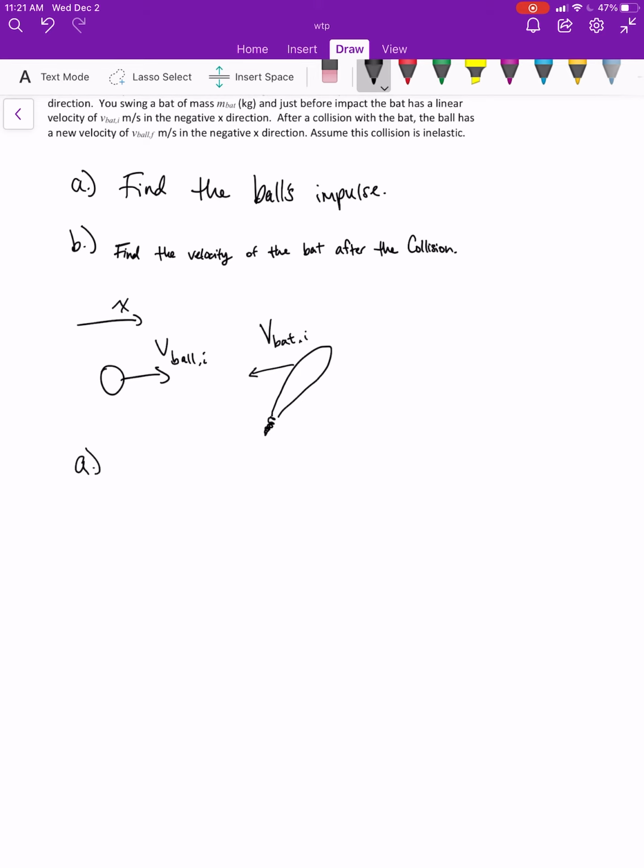So for part A, we're going to find the ball's impulse. And for part B, we're going to find the velocity of the bat after the collision.